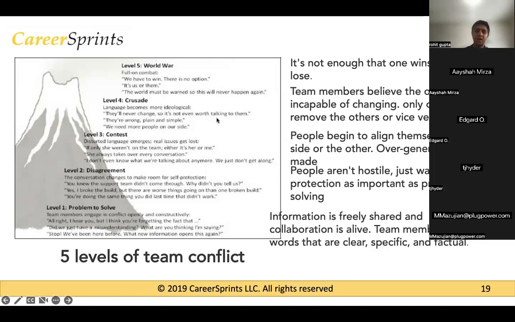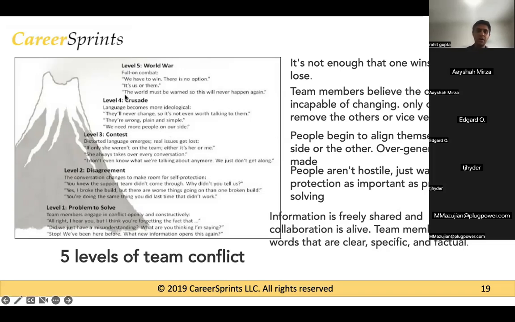Then there is crusade, right? So crusade is when you reach a point that you just feel that the other person is just plain wrong, right? You think the other person is incapable of changing. You don't even want to change the other person. What you're trying to do is you just want to get more people on your side so that you can have the majority. So it says language becomes more ideological. It says they'll never change. They're wrong, plain and simple. We need more people on our side.